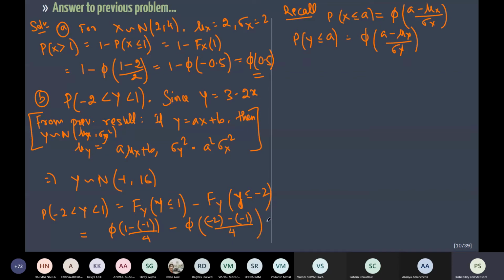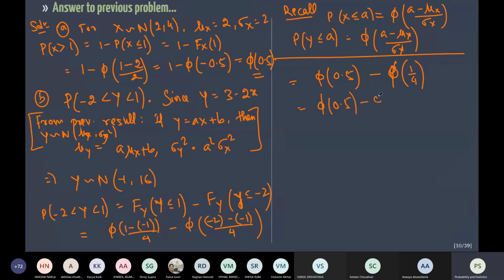If we do the calculations for this, the first one is a half, so this is 0.5, and then minus phi of this is 1/4, which is negative, so negative 0.25. So this is phi of 0.5 minus phi of -0.25. We can leave this here.